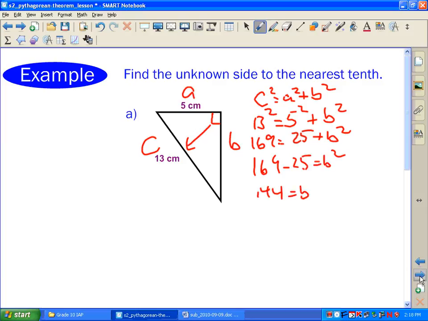144 is B squared. So to find out the value of B, we take the square root of 144. So use our calculators and we get 12 centimeters. So that unknown side B is exactly 12 centimeters. 12 times 12 is 144. So the square root of 144 is 12. Okay?